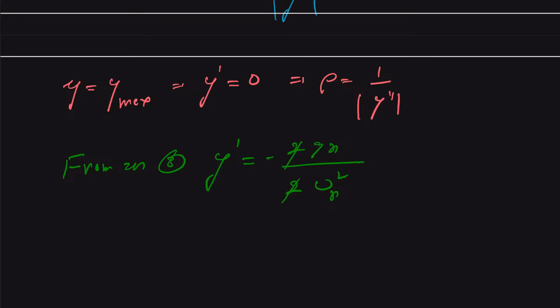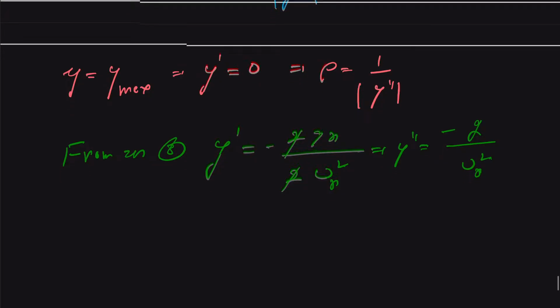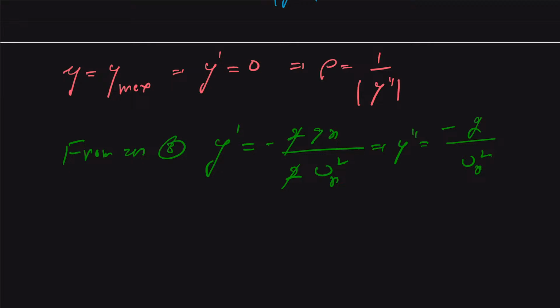So 2 and 2 cancel out, and from here we can find that y double prime will be equal to minus g upon Vx square. So we were able to find the double prime as well as the single derivative. Now substitute here, we get rho is equal to Vx square upon g. We have taken the magnitude, so this will be our radius of curvature.